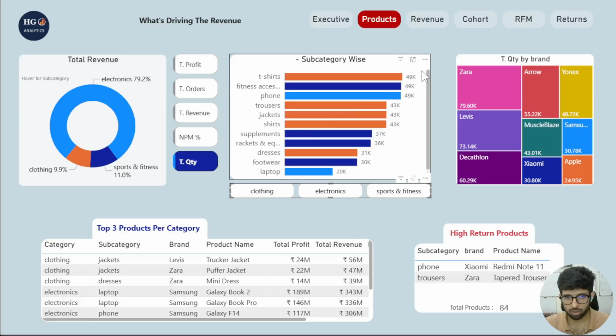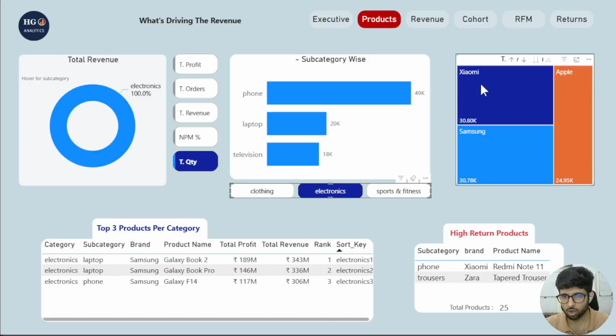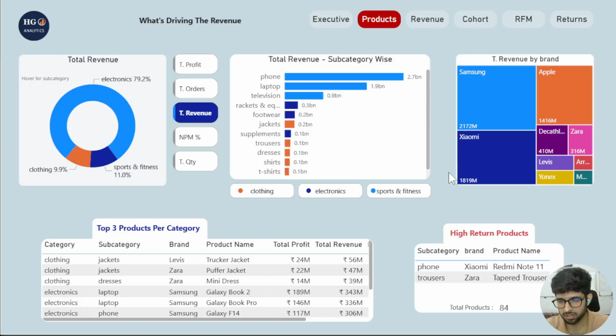Okay. For the total quantity, you can see t-shirts has the highest quantity. In the electronics, if you want to see who has the highest quantities, then you can see Xiaomi has the highest quantity. Okay. Now let me show you something very interesting. I have put the units in millions in this tree map so that we can see the detailed section.